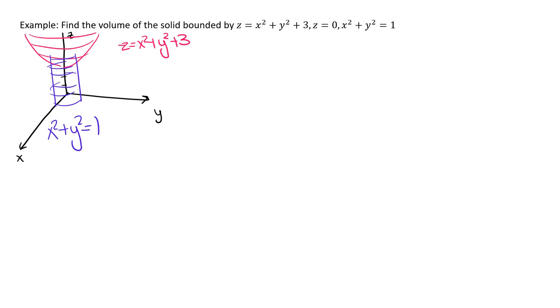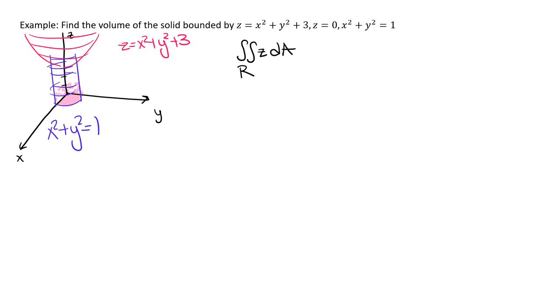And then that x squared plus y squared equals 1 is a cylinder. So it's basically a circle of radius 1 that continues in the z direction. So it looks like on the sides it's kind of bounded by that cylinder, x squared plus y squared equals 1.